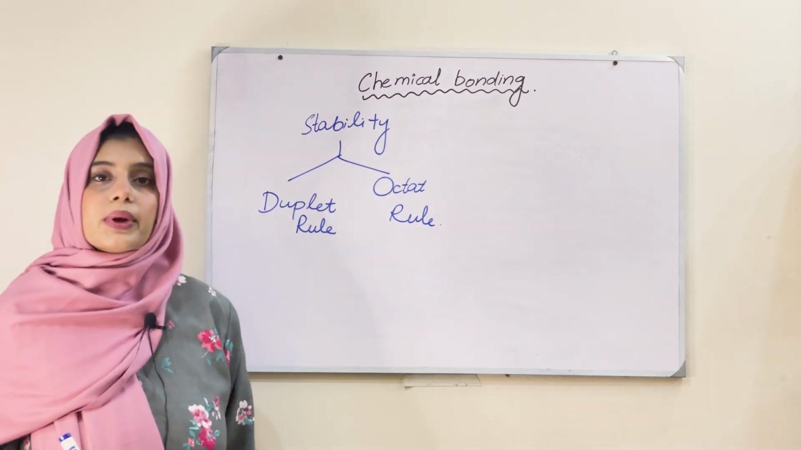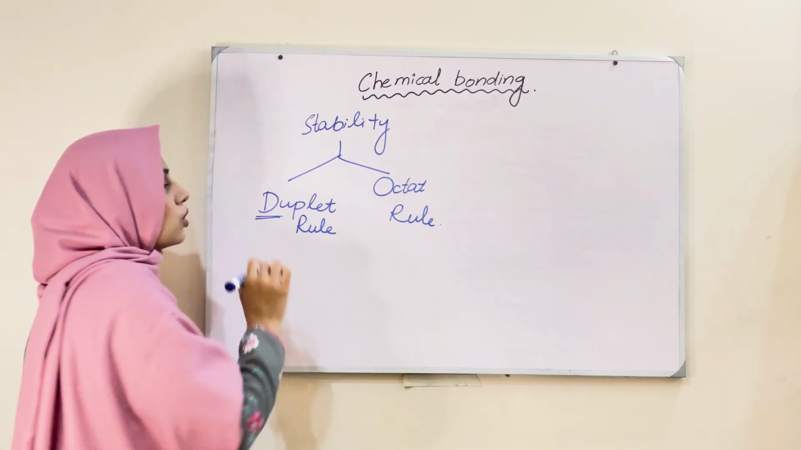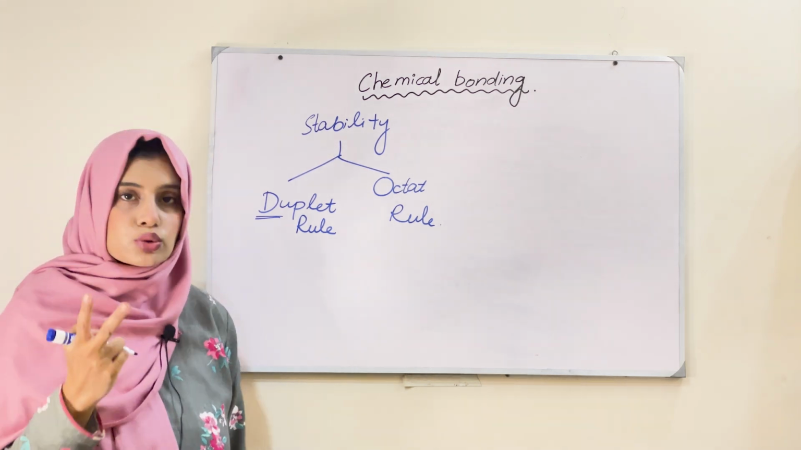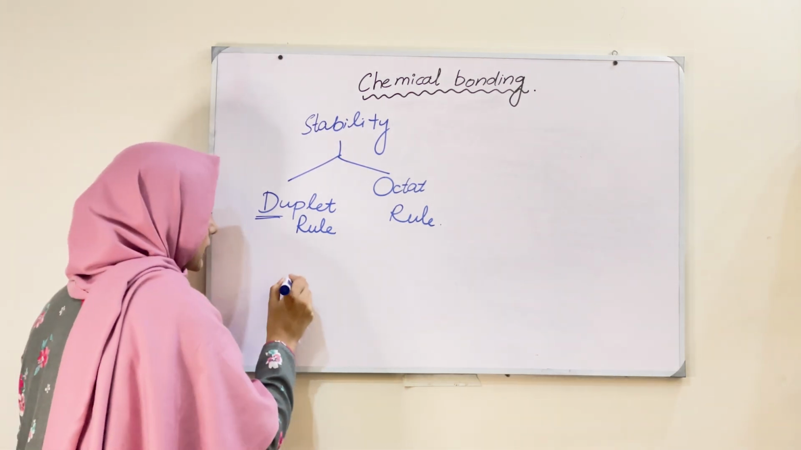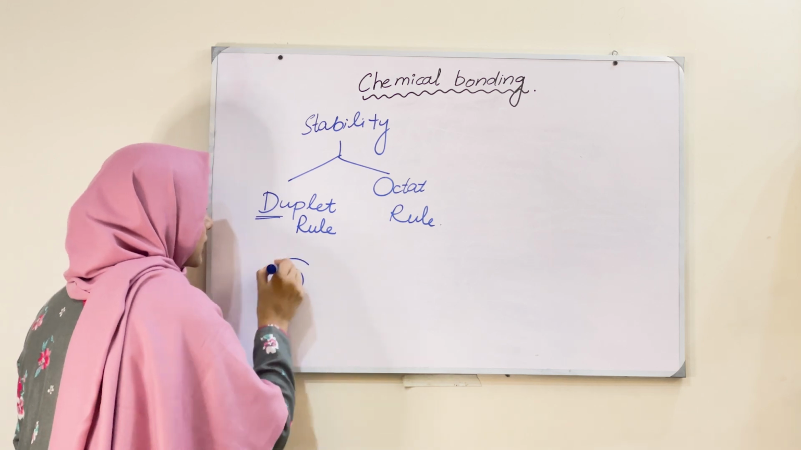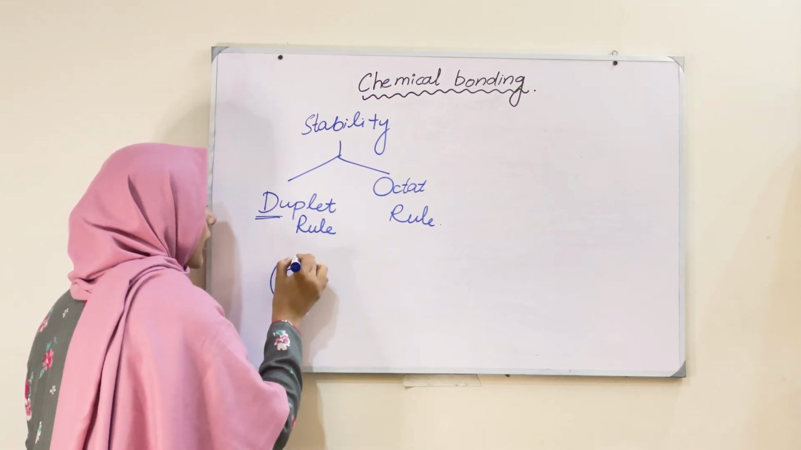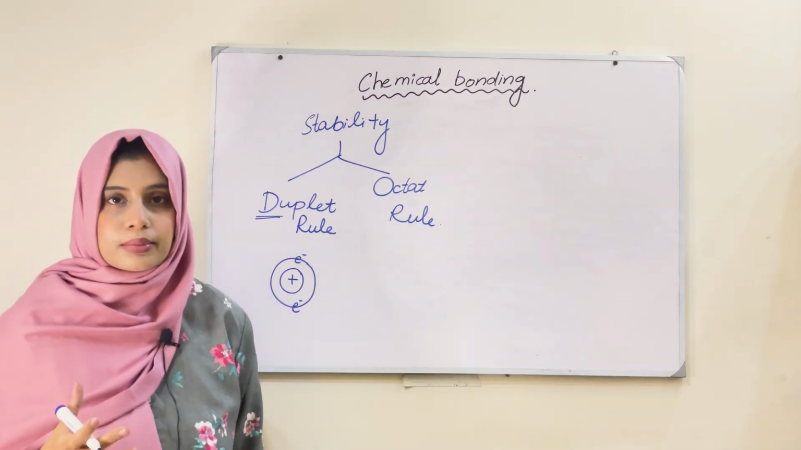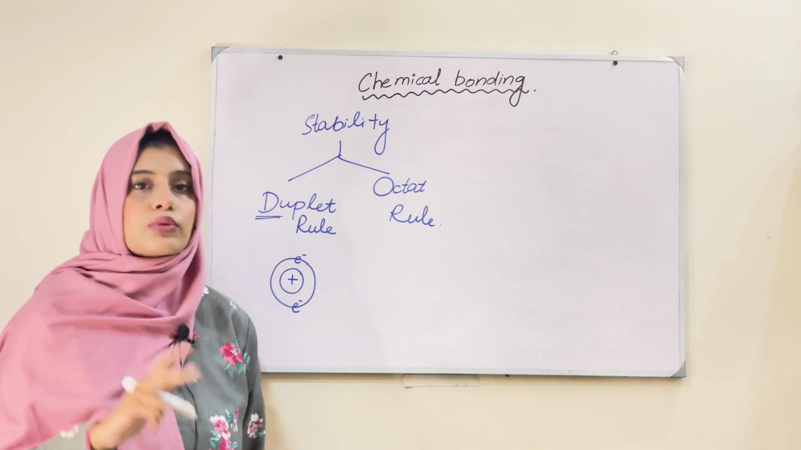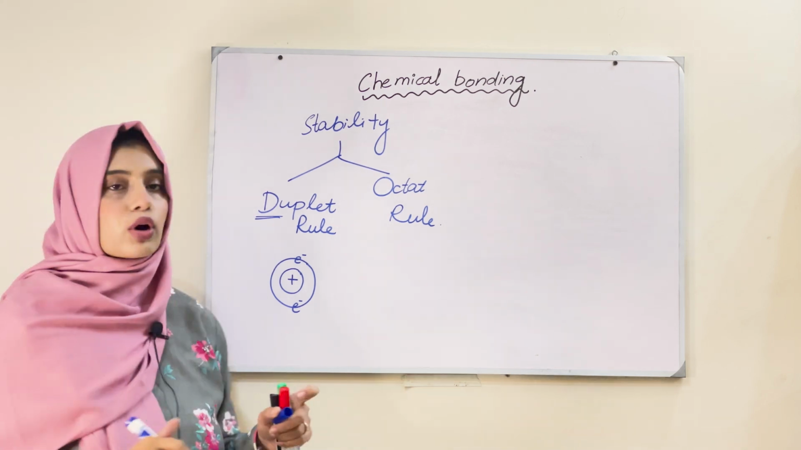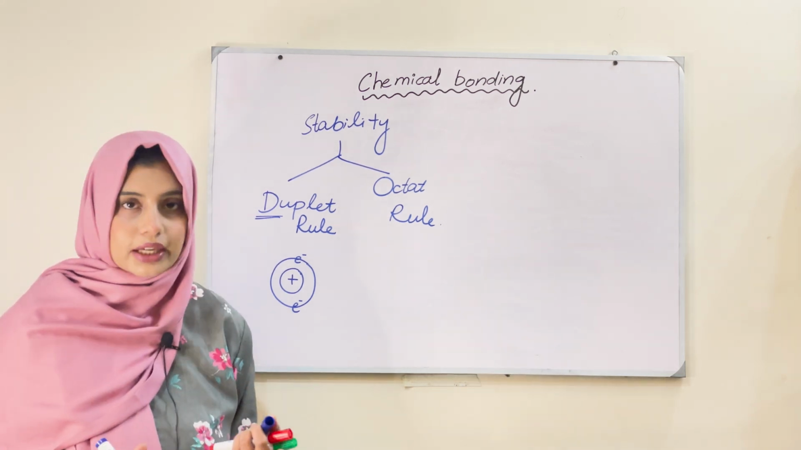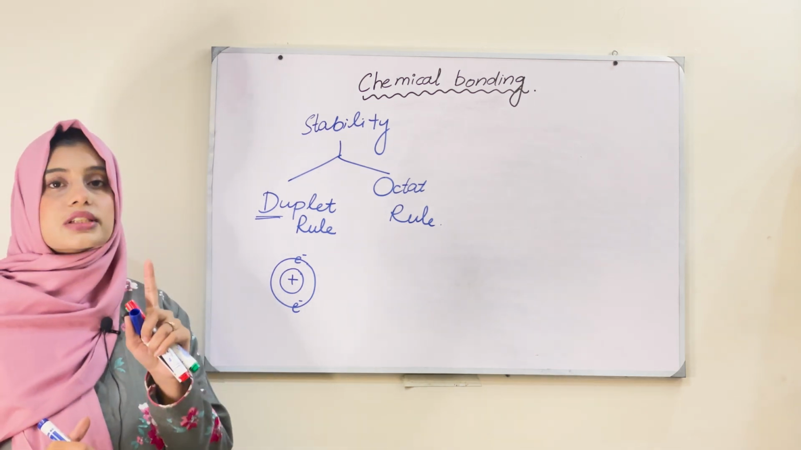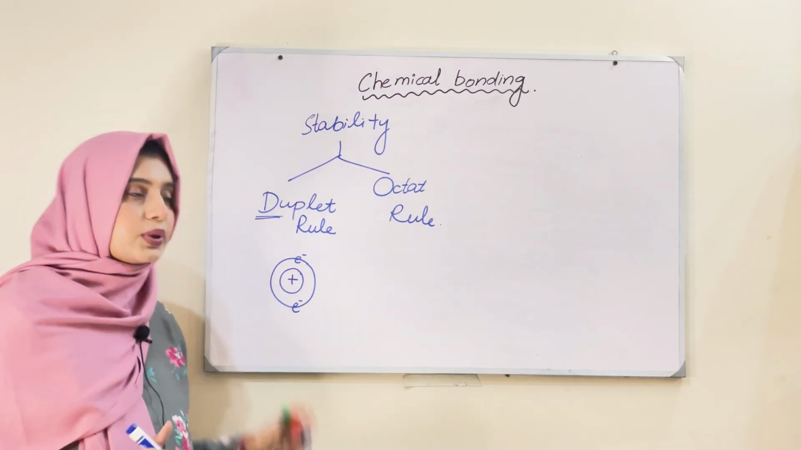Now duplet means do, du, or di, which means 2. So the duplet rule means, this is the nucleus, this is the first shell and it must have 2 electrons in the outermost shell. When any element has 2 electrons in the outermost shell, it is following the duplet rule, right?